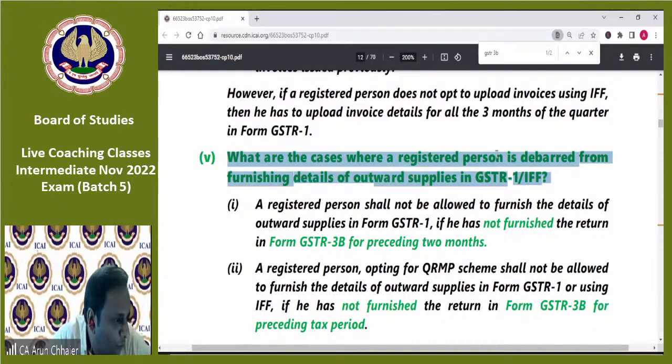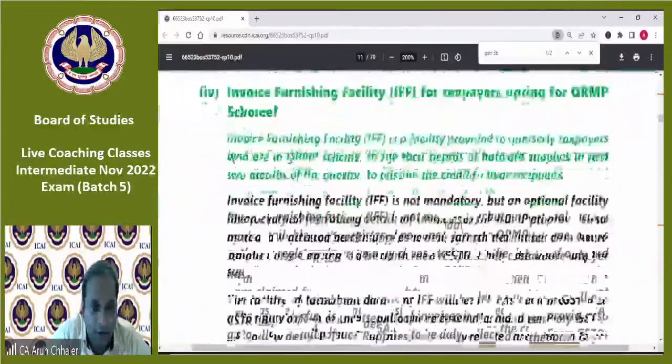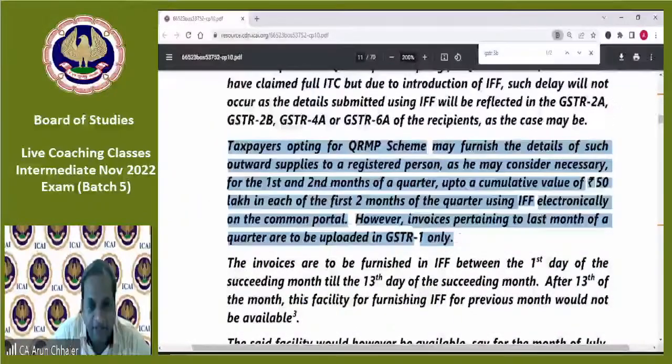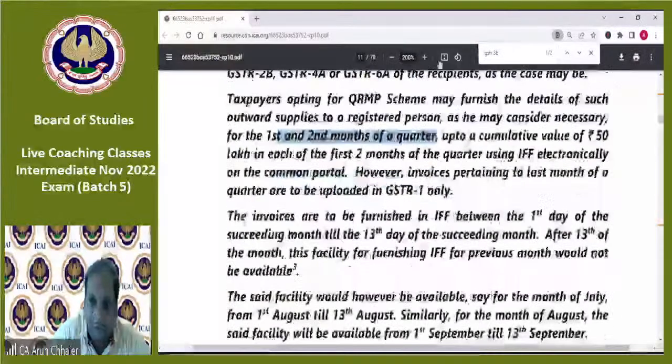Now coming to the point Rajinder said is not clear. Third para, first, second, and third. Taxpayer opting QRMP may furnish the details of such outward supplies to the registered person as he may consider necessary for the first month and second month of the quarter up to a cumulative value of 50 lakh. Yes, this is the new point.